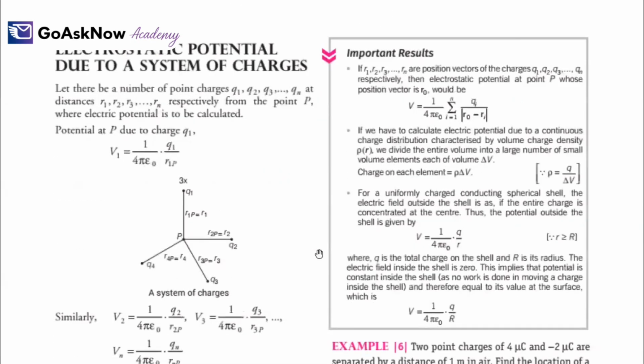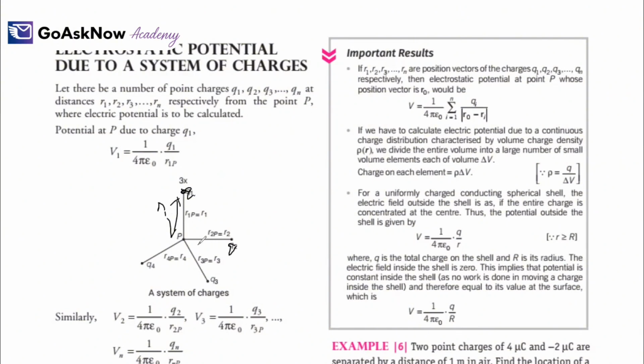Now, electrostatic potential due to a system of charges. This is similar to what we studied in the previous topic, electrostatic force due to a system of charges. So let there be a number of point charges q1, q2, q3 up to qn, at distances r1, r2, r3 up to rn respectively from the point P. So there are many charges like q1, q2, q3, q4 up to qn, situated at distances r1, r2, r3 like this. Here for q1, this distance is r1.